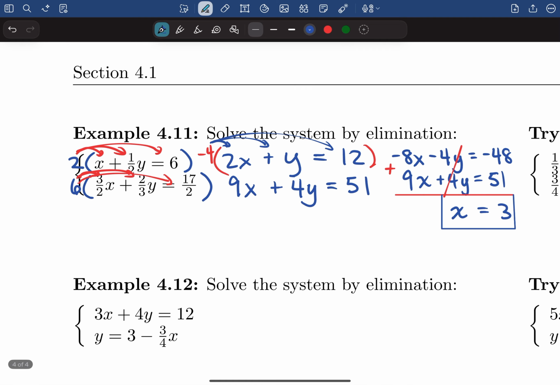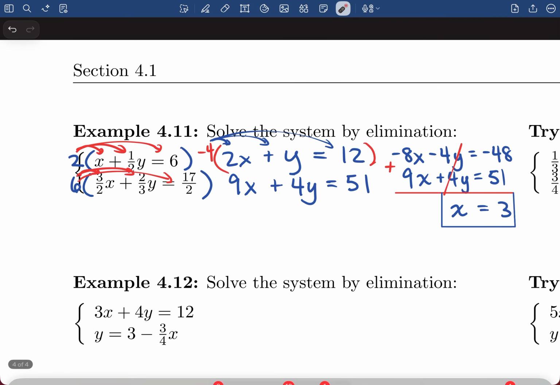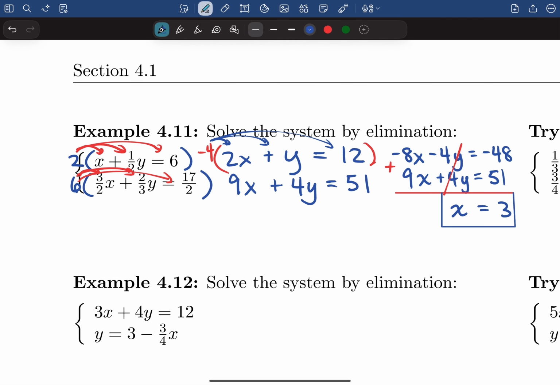And another detail that is good to know is we could plug this into any of the equations that we used along the way so that we can find y. So we could plug this x into this equation, this equation, this equation, this one, or this one. It doesn't matter. And my suggestion is that you plug it into this one. Okay, so I have 2x plus y equals 12, but I'm going to take x and replace it with 3 because x is 3.